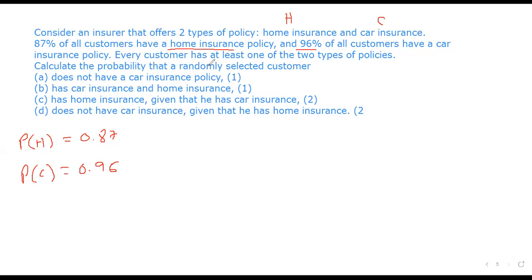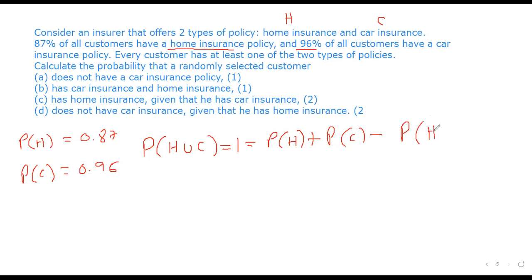Then here we are told every customer has at least one of the two types. So it means when we add, to add is to do what? To unite, right? H union C must be equal to what? To 1, right? And how do we expand the union set for H union C? Probability of H plus probability of C minus probability of H intersection C. Good. The same as A and B, the way we're doing it, right?